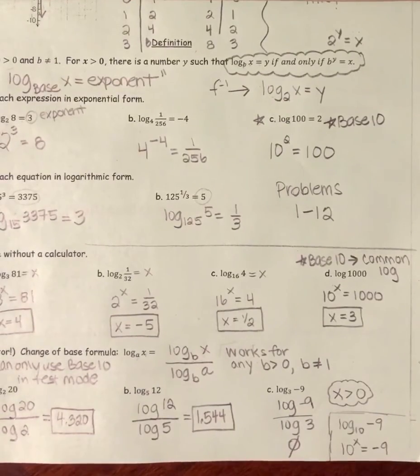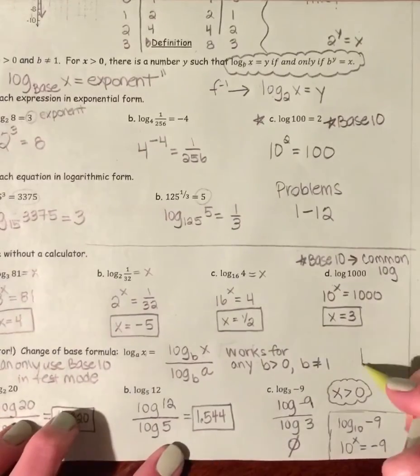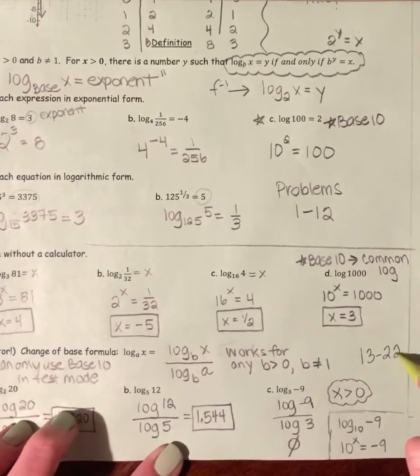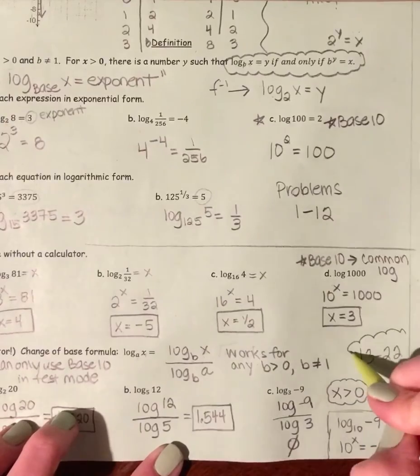Okay. Now, just remember, as you're going through and doing these notes, you can pause this, and if you have any questions, feel free to contact me via email or on Google Classroom. The assignment that goes along with this would be the rest of that first page of homework, so number 13 through 22. Okay, so you should be able to complete those now.